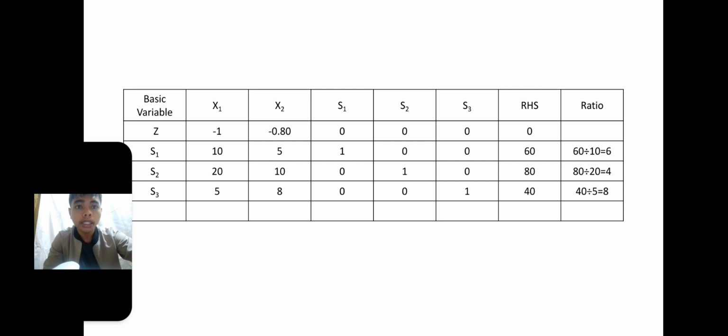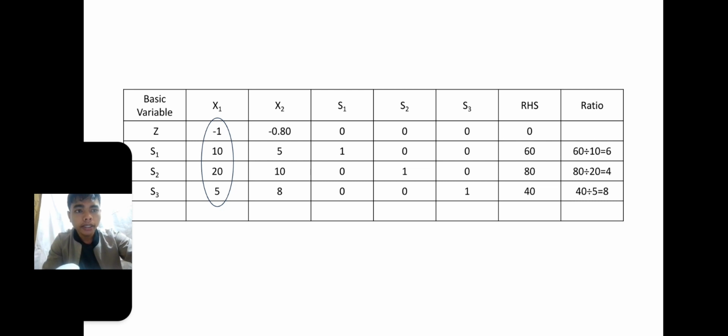There are only two negative signs in the variable, and they are negative 1 and negative 0.80. Because 1 is more than 0.80, let's use the negative 1 as our key column. Then let's divide our key column into the RHS.